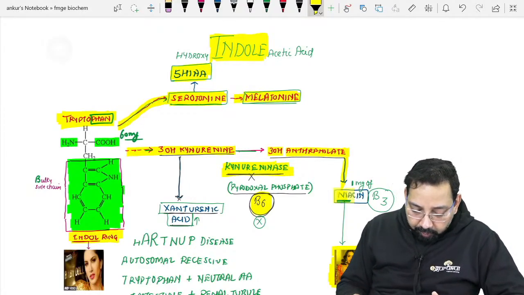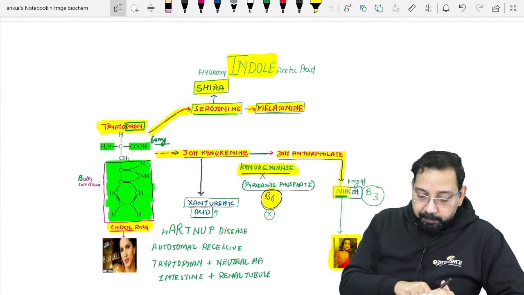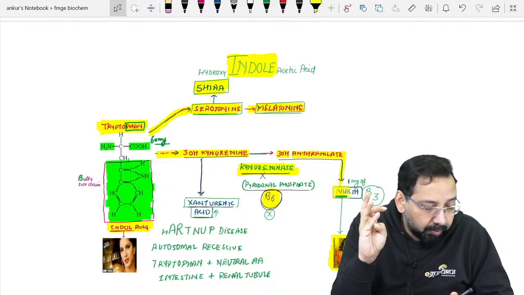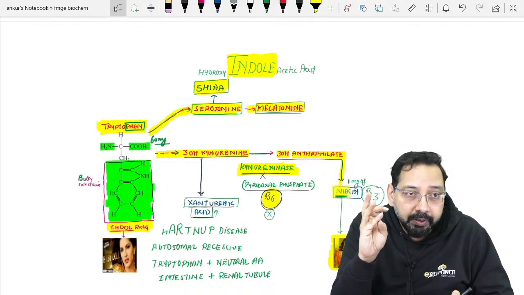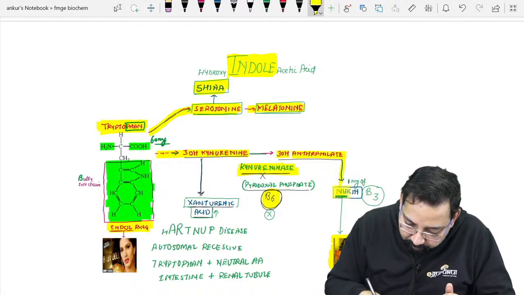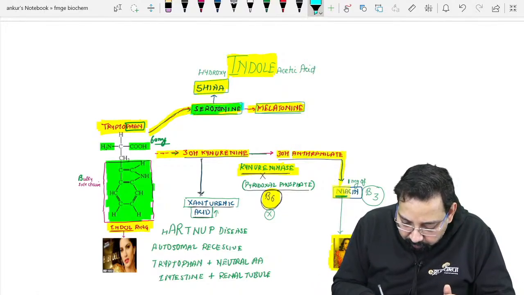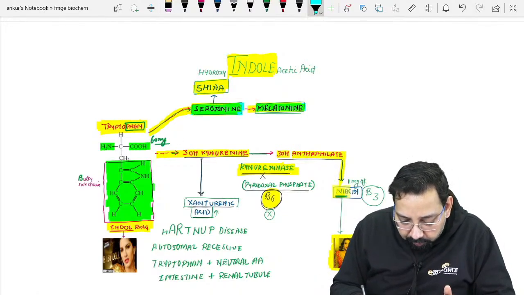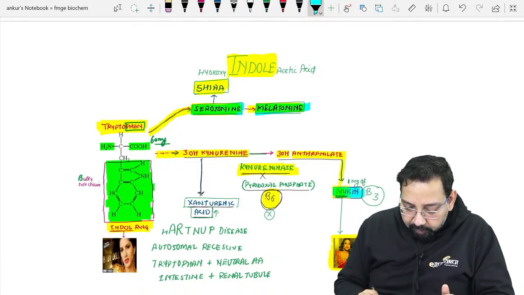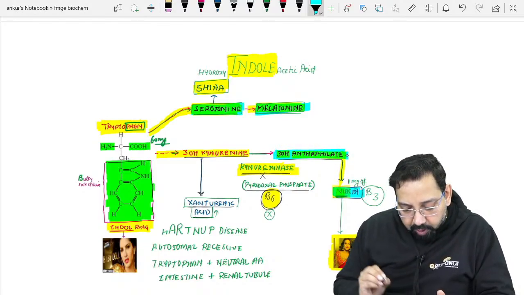Clear? Now I can say tryptophan. Question is asked. Tryptophan is a compound. Tryptophan is a precursor for serotonin, a precursor for melatonin, and a precursor for niacin. The intermediate compound is anthranilic acid.